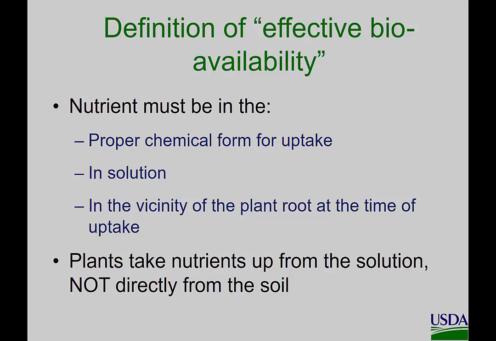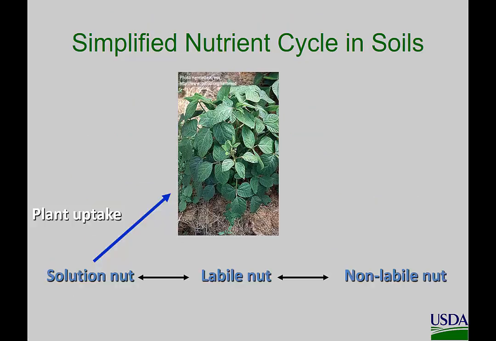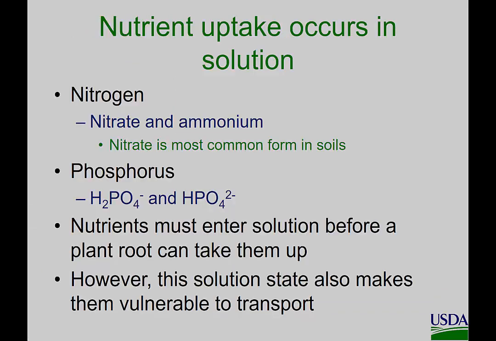It's not taken up directly from soil, how we sometimes think of it that way. So we consider a very generic model of nutrient uptake. We have our soil as our warehouse for nutrients, and of those we have two pools. We have the labile pool and the non-labile pool, and those two pools are in equilibrium with each other, and they supply the nutrient in solution. Once it's in solution, the plant can take it up. It's bioavailable. But once it's in solution, the problem is that it's also vulnerable to transport.